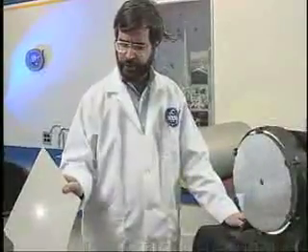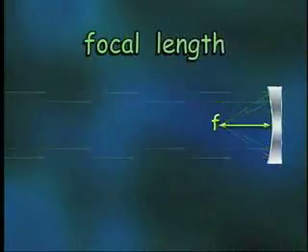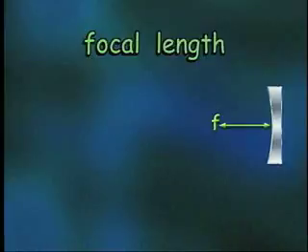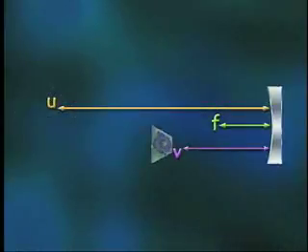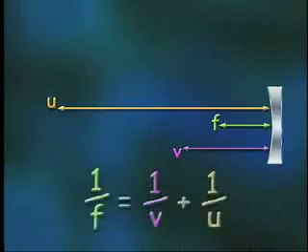I've taken this mirror out of the telescope to show you how the light is focused down to a spot at the focal point. This distance from the spot to the mirror is called the focal length, and there's an algebraic expression that relates the distance of the focal length, the distance u to an object, and the distance v to the image formed by the mirror. That expression is 1 over f is equal to 1 over v plus 1 over u.